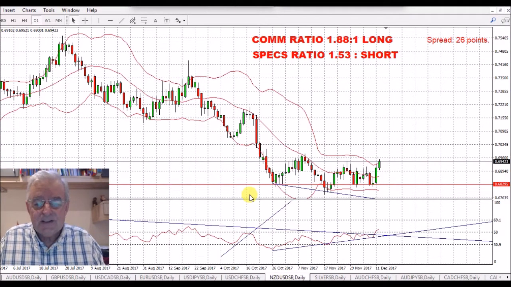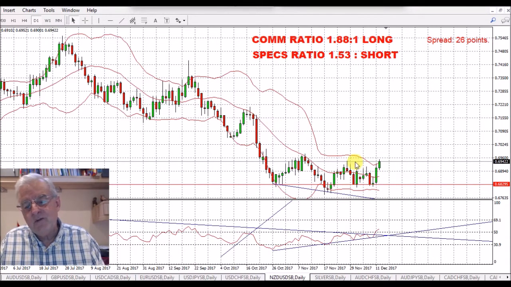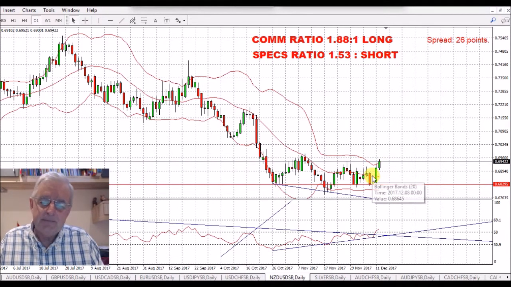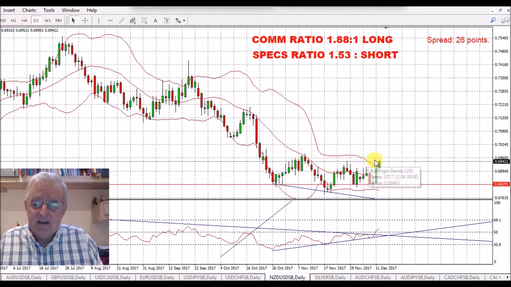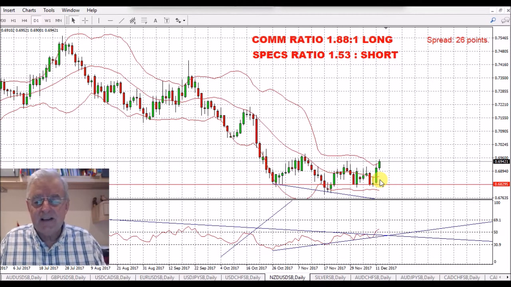New Zealand dollar, US dollar. I think we've had a move up of about 100 pips. It's sort of more or less broken the sideways movement. We have got an extreme position on the commitment of traders. If you haven't seen it, go back and have a look at it. They are long the New Zealand dollar against the US dollar.